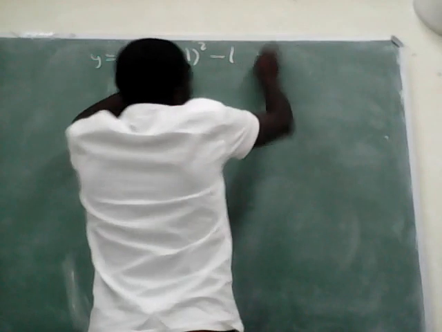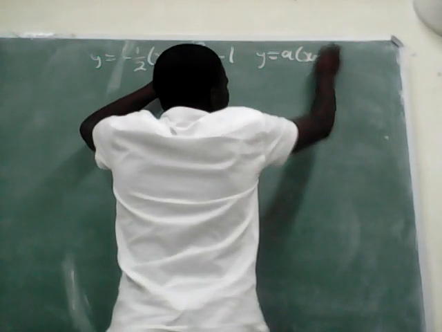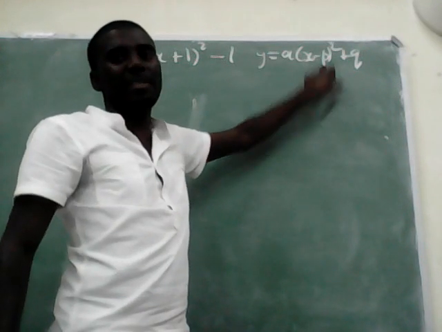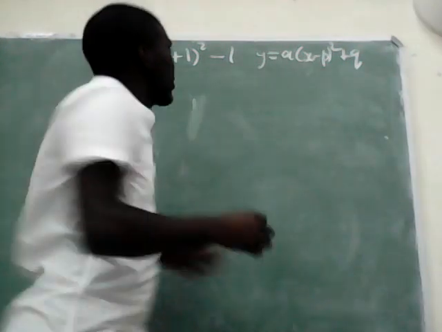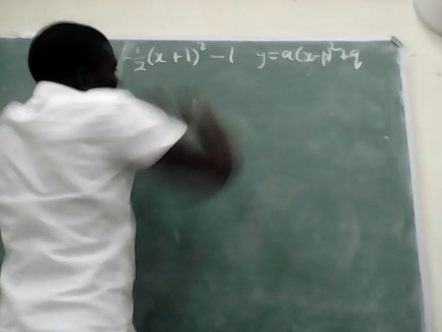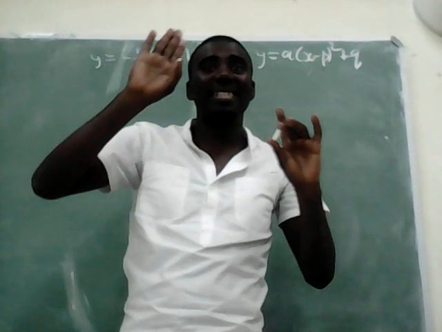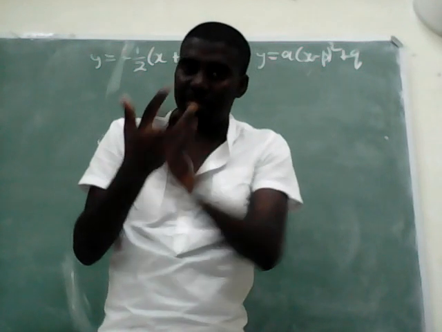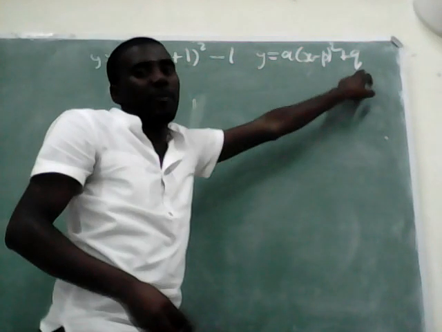This form is like this: y equals a into (x minus p) all squared plus q, whereby p is the symmetry and q is the turning point. Remember that when we want to draw the parabola, we need four things: x-axis, y-axis, symmetry, the turning point. Already we've got the symmetry and turning point. It's here for us. P for symmetry, Q for turning point.